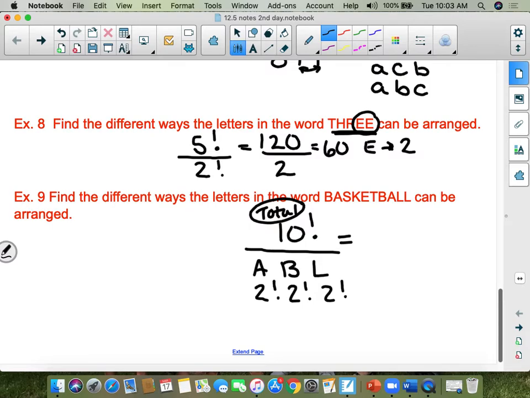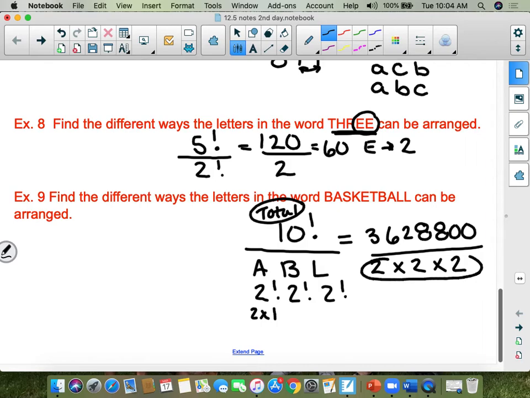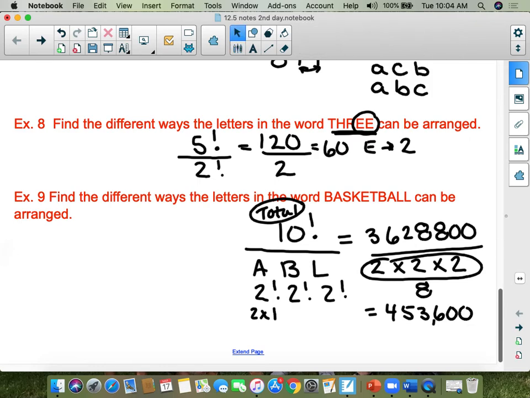You can figure out what 10 factorial is by using your calculator. 10 factorial is 3,628,800, divided by 2 factorial, which is 2 times 1, which is 2, times 2 times 2. And 2 times 2 times 2 makes 8. So you're going to take that number and divide it by 8, which is, final answer, 453,600. And that is all for the notes.